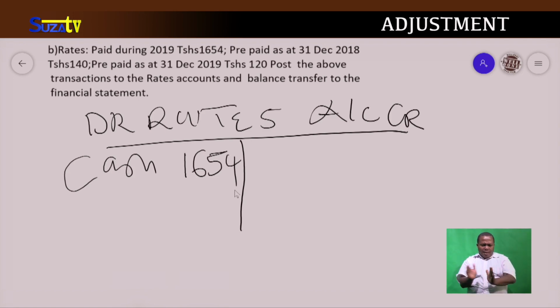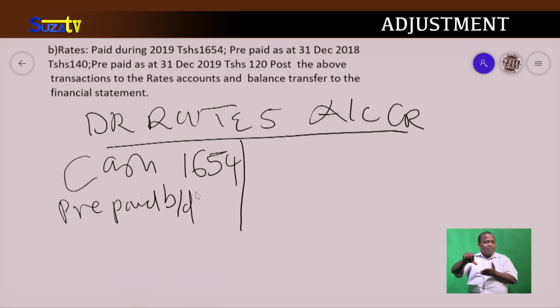Prepaid as at 31st December 2018, shillings 140. This is a previous prepaid. In the current year, it becomes a current payment, so you record it on the debit side. You say that prepaid BD 140. Prepaid as at 31st December 2019, Tanzania shillings 120.